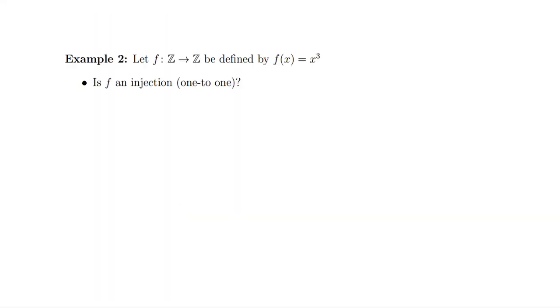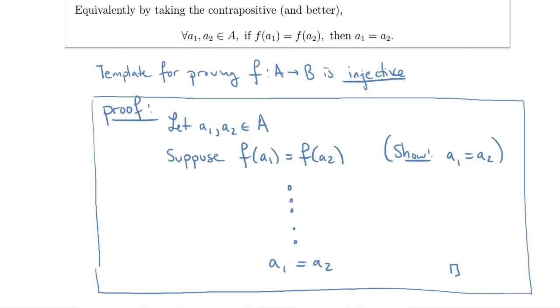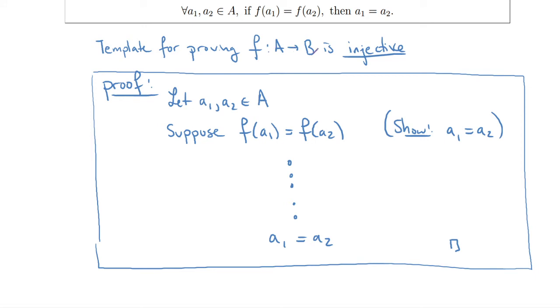Okay. So let's look back at our template, and is f an injection, a one-to-one function? Well, we don't know the answer quite yet, but we can attempt the proof, right? So what would the proof for this look like? Remember the template up above: we pick two elements of the domain. In the template, you had a function from A to B. Give me two things in A, and you suppose that those two things have the same output. You do some work and show me that the inputs are the same.